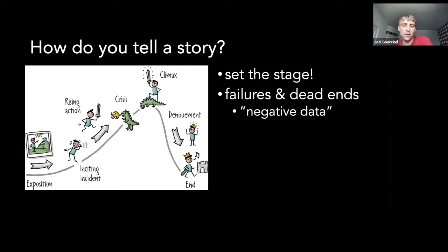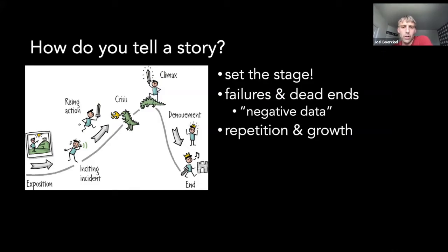We call these negative data, but sometimes these are the things that make the story compelling, right? If there's no conflict, and your story is all rainbows and butterflies, it's not so interesting. So when I give presentations on my science, I really like to tell the story, including the negative results. We tried this. We really thought this was going to be the thing, and it turns out it's not, right?